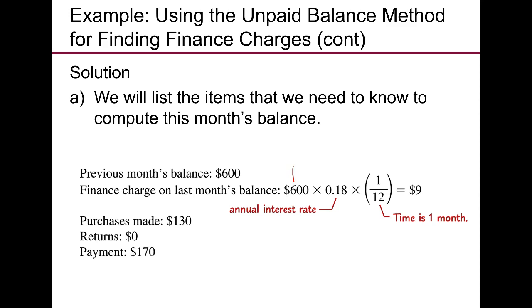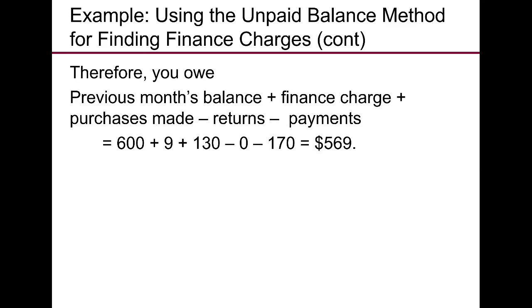And this is just last month's balance is P, the interest rate was 18%, so that's R, and then T is always 1 month, so that's 1/12 of a year. And that computation gives us $9. So we have $600, we have $9, purchases made, $130, and then we're going to subtract off $170. So this, we'll remember, is a negative. Okay, putting all those values together, we see that we have a total of $569. So that's how much we owe.